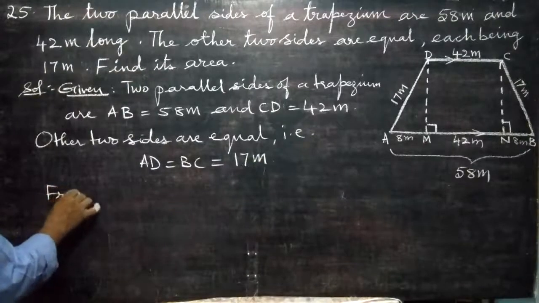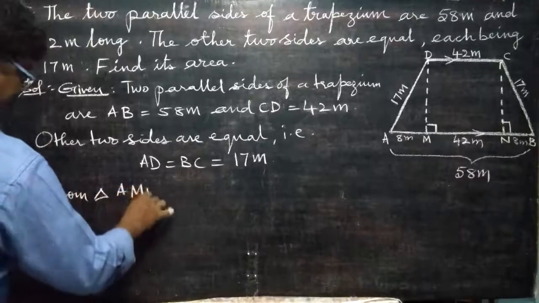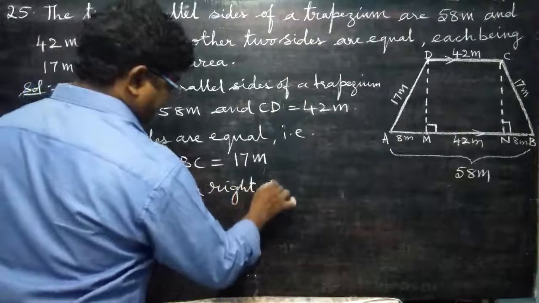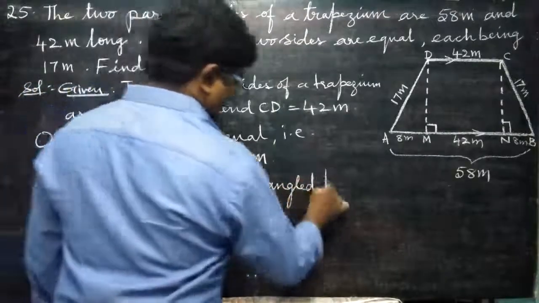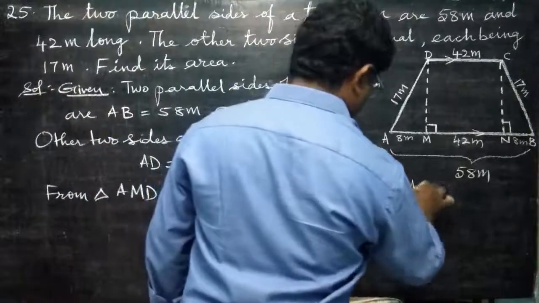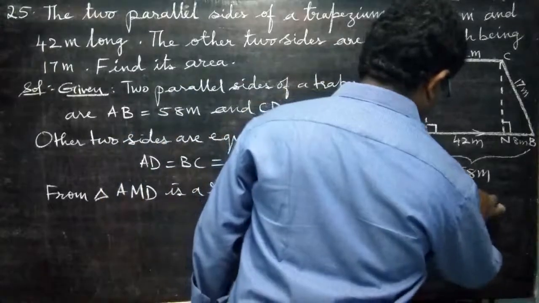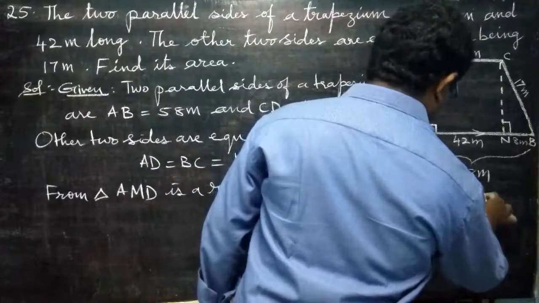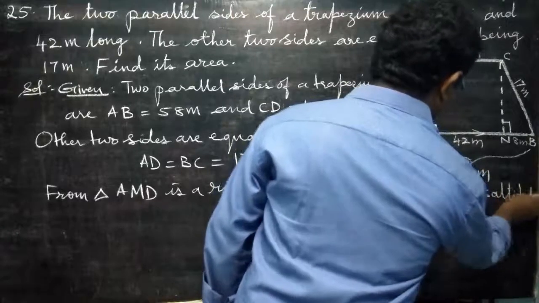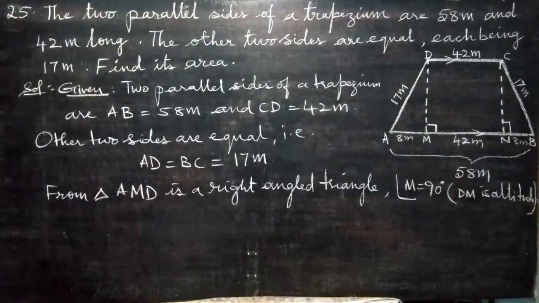From triangle AMD, it is a right angled triangle. How do we know? Angle M is equal to 90 degrees. Altitude we have drawn. DM is altitude. Altitude means height. Height means 90 degrees, or DM perpendicular to AB.